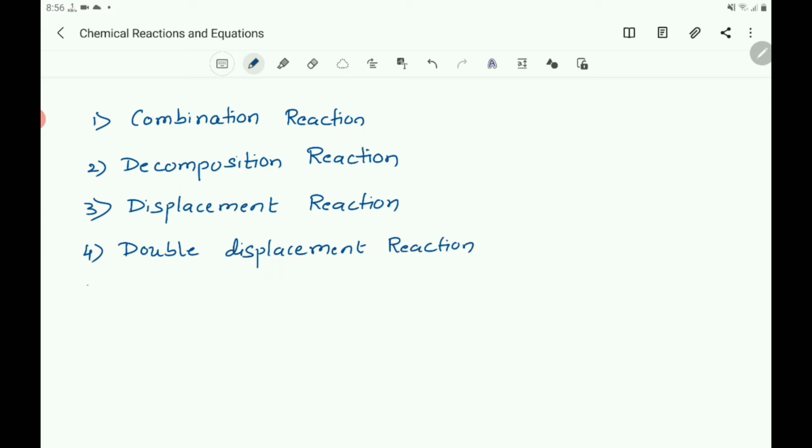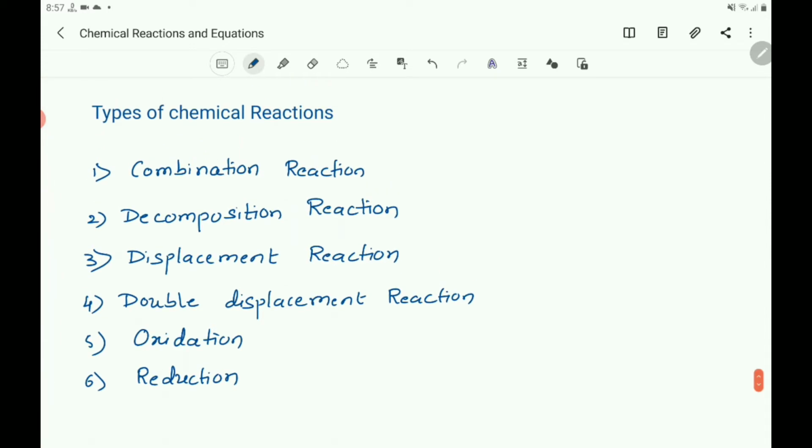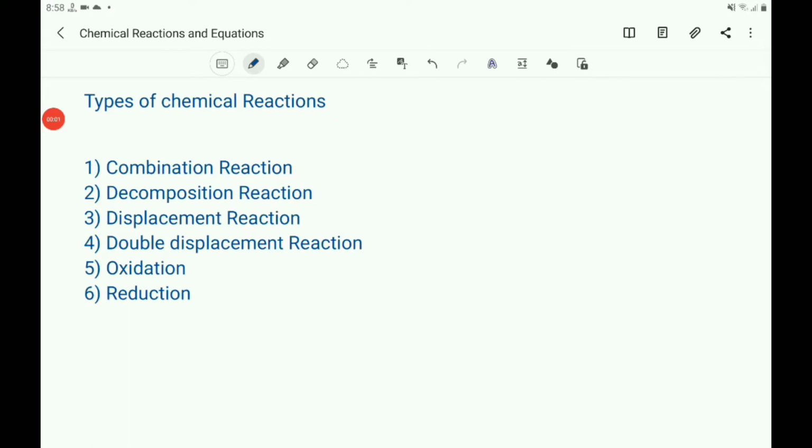Next, you take oxidation. The next one is reduction. These are the different types of chemical reactions. Now, what are the different types of chemical reaction? Combination reaction, decomposition reaction, displacement reaction, double displacement reaction, oxidation, reduction. Let us discuss one by one with the examples and activity.